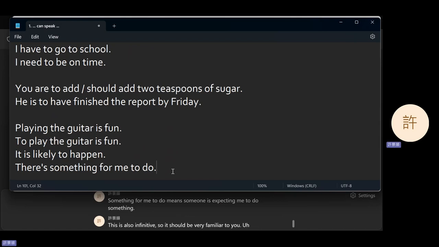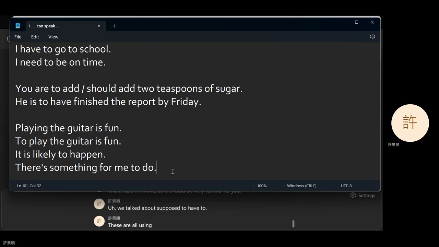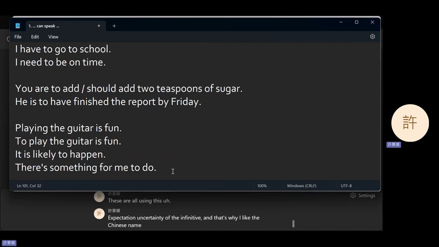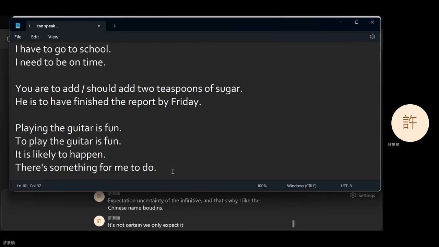We talked about supposed to, have to. These are all using this expectation, uncertainty of the infinitive. And that's why I like the Chinese name, 不定词. It's not certain. We only expect it to happen. Questions? Yes.